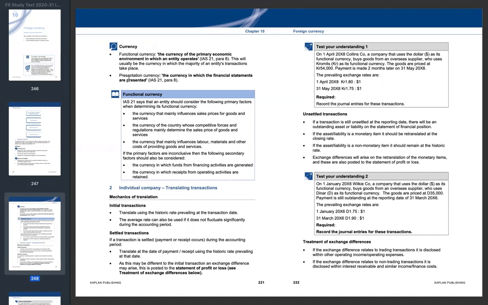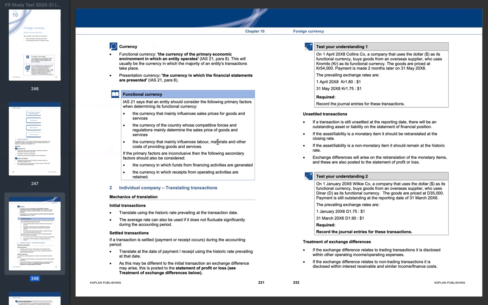Then the presentation currency. Now I have to prepare the financial statements. For the preparation of financial statements, whatever currency is used will be the presentation currency. Here they're just explaining how it influences the sales prices for goods and services: the currency of the country whose competitive forces and regulations mainly determine the sale price of goods and services, and the currency that mainly influences labor, material.